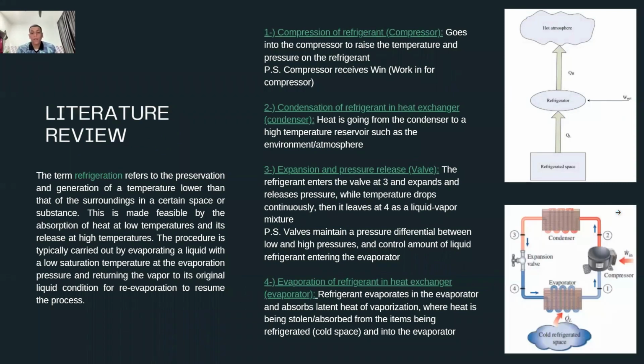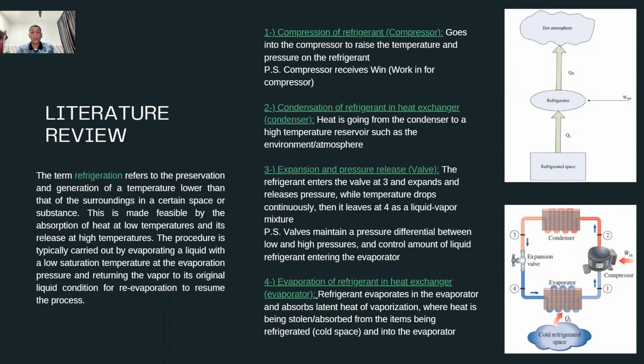All right, so for the first part, we have the literature review. We're going to talk about what a refrigeration system is and how the cycle works. To begin with, the term refrigeration refers to the preservation and generation of a temperature lower than the temperature of the surroundings in a certain space or substance. This is made feasible by the absorption of heat at low temperatures and it's released at high temperature.